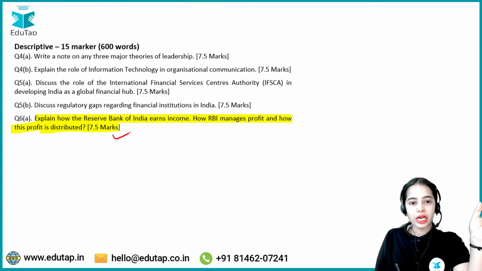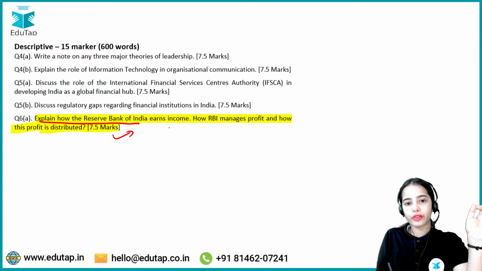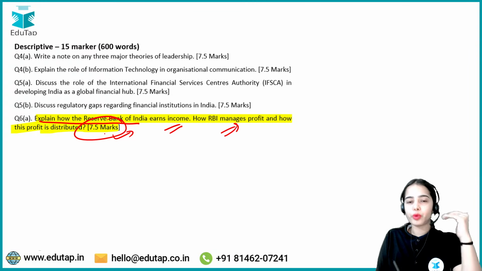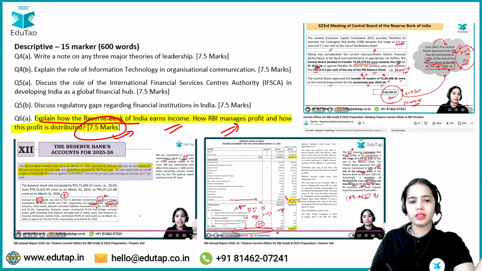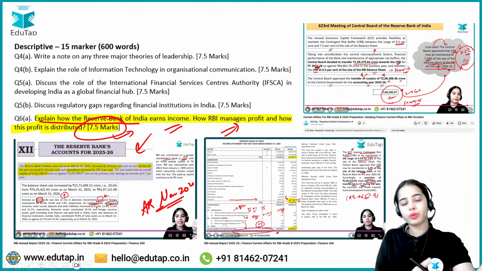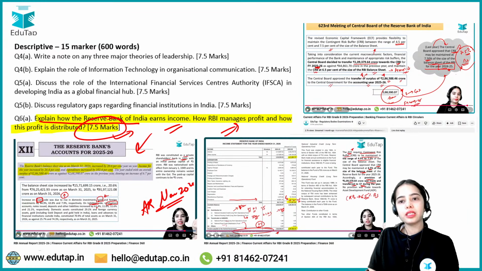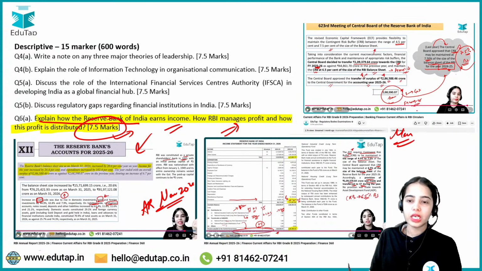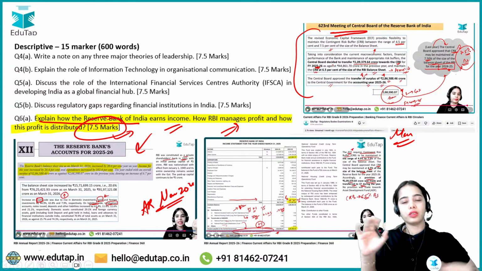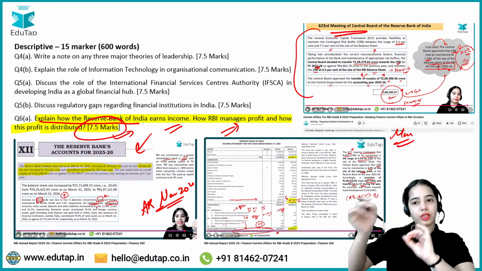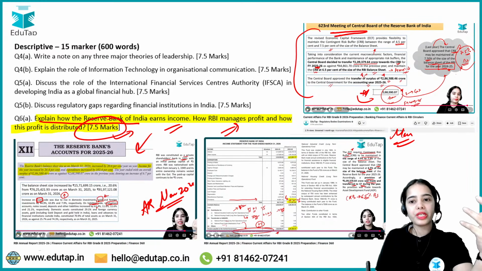Next was a question regarding: explain how the Reserve Bank of India earns income, how RBI manages profit, and how the profit is distributed. So this was a 7.5 marks question, and it came from the annual report of the RBI that was released in May 2026, just before the examination, 1 to 2 months before. Whenever the annual report is released, before that in May itself, the meeting of the central board happens, in which the central board announces that, okay, this is the framework that we are following for distributing the profit to the government. So it was announced how much profit will be distributed to the government.